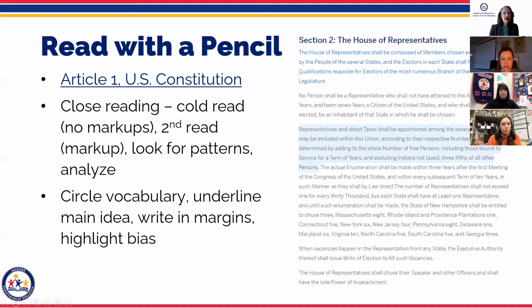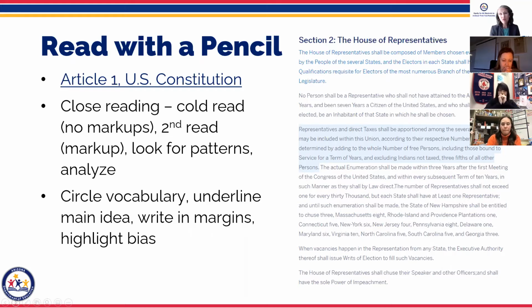So this one I'm not going to have you guys do, but here's a government example. This is Article 1 from the US Constitution, and again, it's just Section 2. This is reading with a pencil, which ultimately is a close read. We've all done that. We all have our ways of doing it that work best for us. So use whatever works best for you.